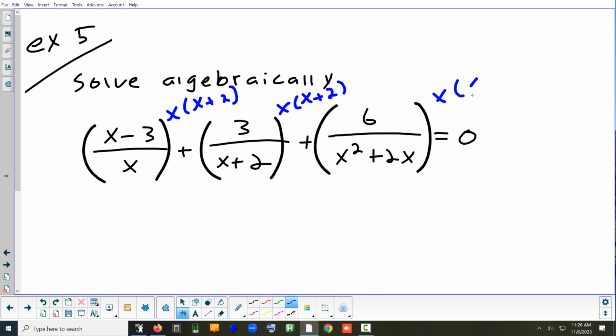And again, leave it that way, so then you can cross out what cancels. What cancels in the first? X. Okay, how about what cancels in the second? X plus 2. And in the third? The entire denominator. Whole thing.